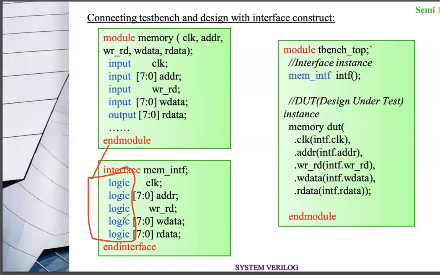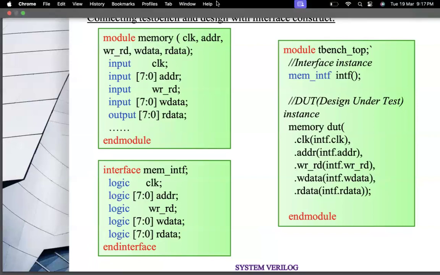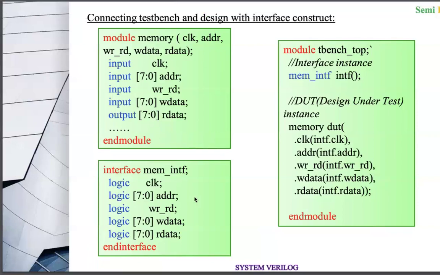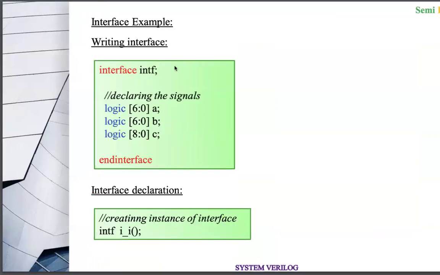Based on the port connection, it will consider what are the inputs and what are the outputs. So that is the new data type in SystemVerilog. Everyone clear up to here?